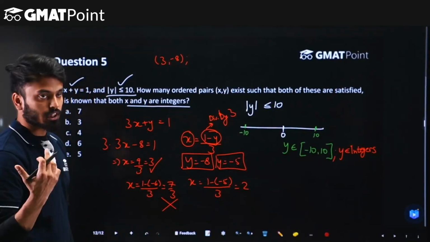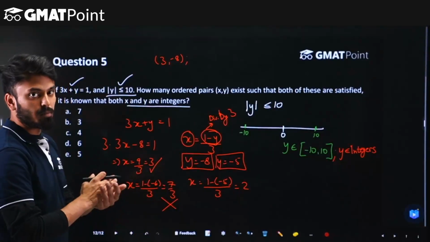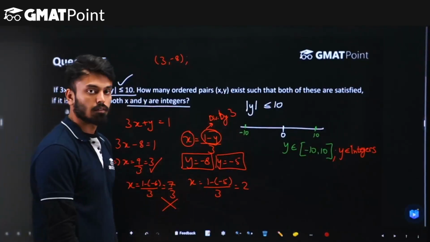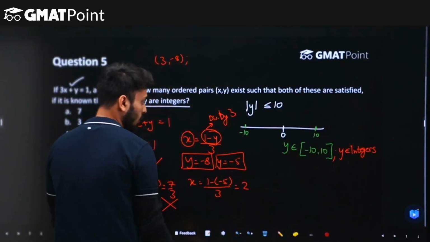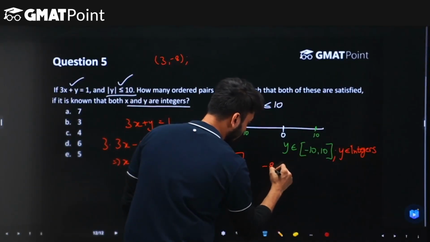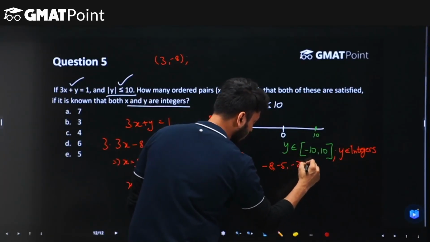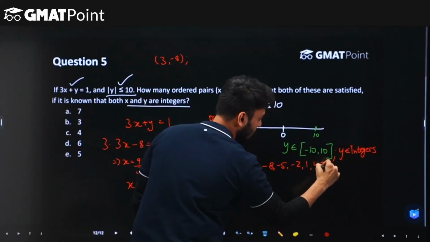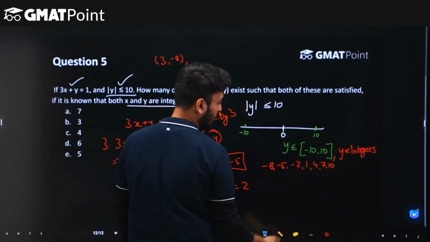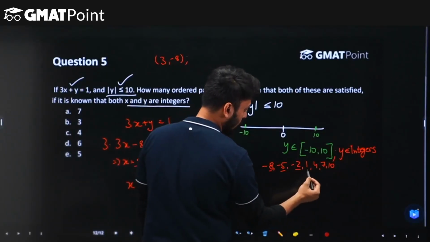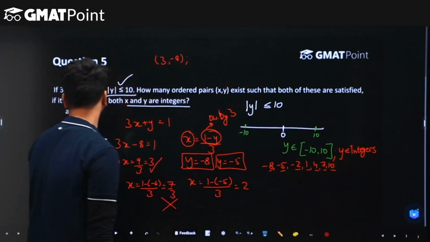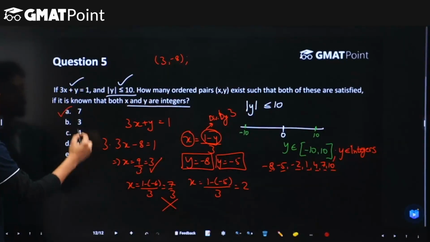So instead of checking all the values, I can simply make jumps of 3 until I reach y equals 10. So the values I get will be minus 8, minus 5, minus 2, plus 1, plus 4, plus 7, and plus 10, because 10 is included. Now let's count these up. We have 1, 2, 3, 4, 5, 6, and 7. The answer is there are 7 ordered pairs.